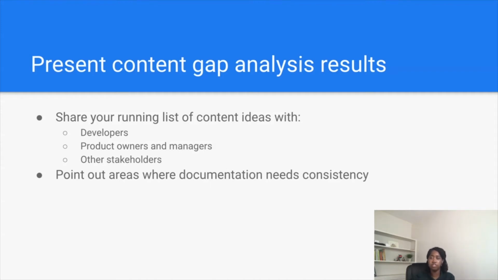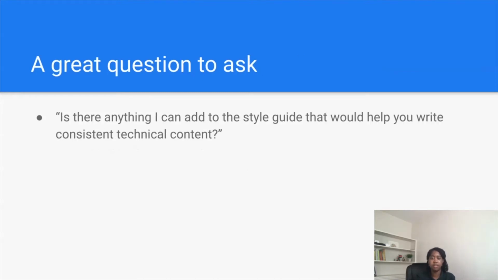When you do this initial outreach with these folks, a great question to ask them is, is there anything I can add to the style guide that would help you write or create consistent technical content? The reason why this question is great is because, one, it lets your team members know that you value their contributions, you value what they have to say, and that you want to create a style guide that's helpful to them and, of course, always helpful for your users in the long run.